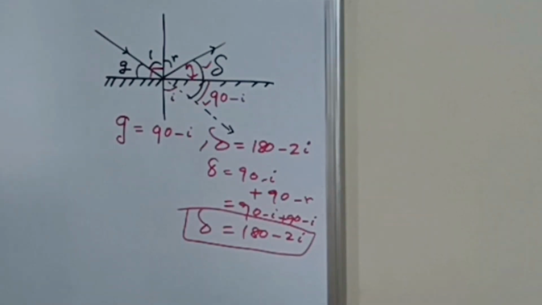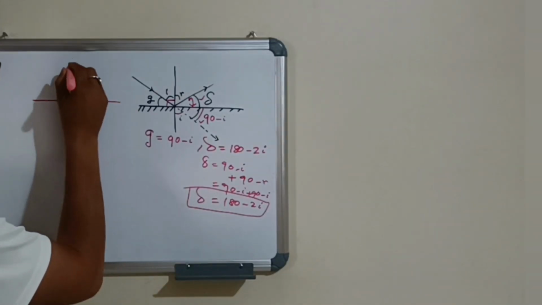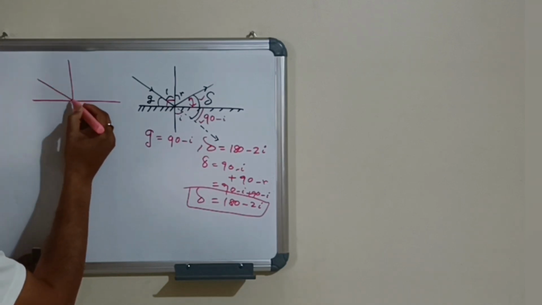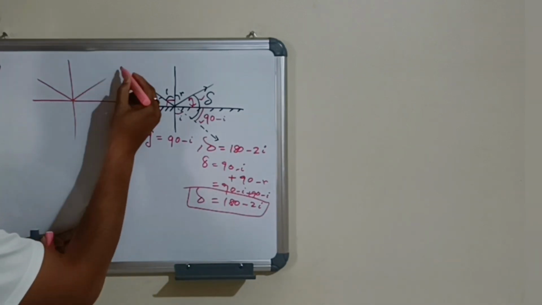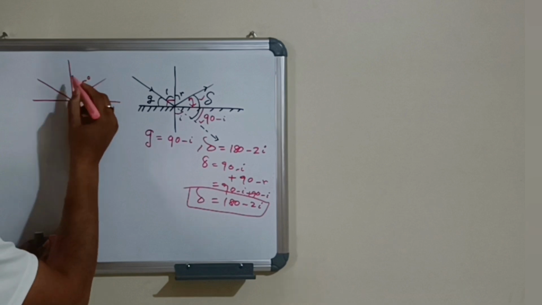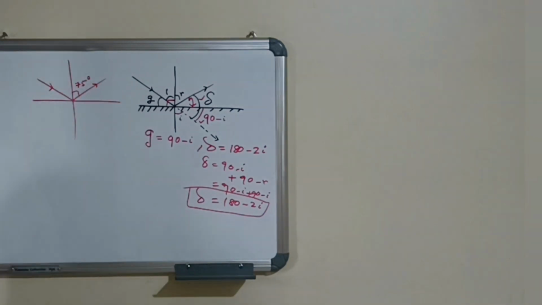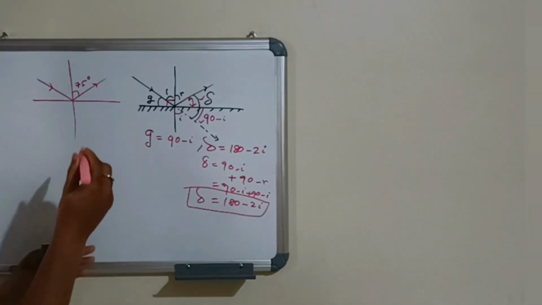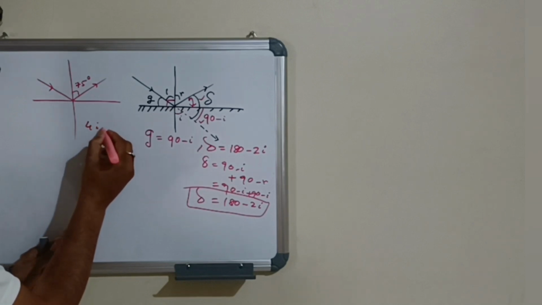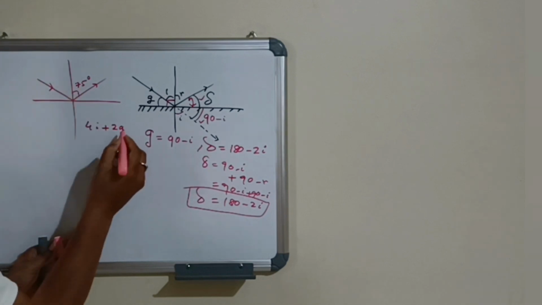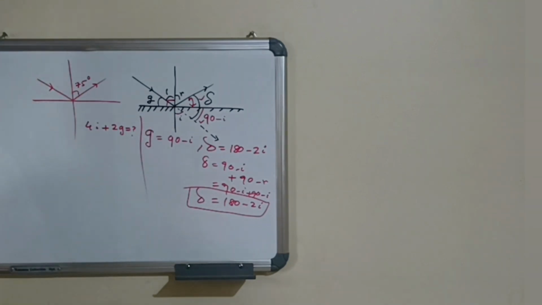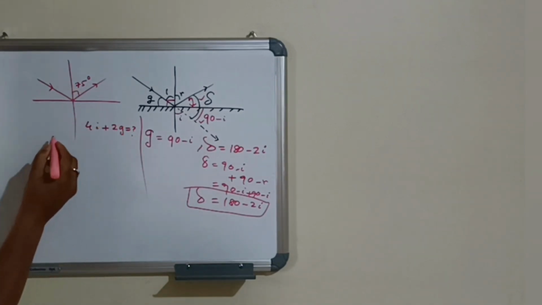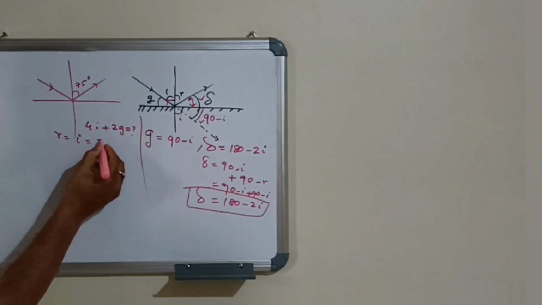So let us see a couple of problems. For example, one ray is falling at a certain angle, and it makes an angle of 75 degree with the normal. So the reflected ray makes a 75 degree angle with the normal. Find the value of 4I plus 2G. We need to find out I, as the angle of reflection is equal to 75 degree, then the angle of incidence is always 75 degree.